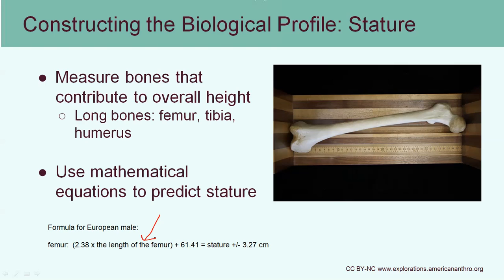So if it belongs to a European male, we would take the length of their femur, multiply by 2.38, and then add 61.41 to it. This would give us their approximate height in centimeters. It can be used to try to determine if the person is male or female, depending on which range it belongs to, but it may not be that accurate if you don't have the pelvis or the skull, because there's definitely examples of tall women and short men. So we would want to use other features of the skeleton to help determine sex.